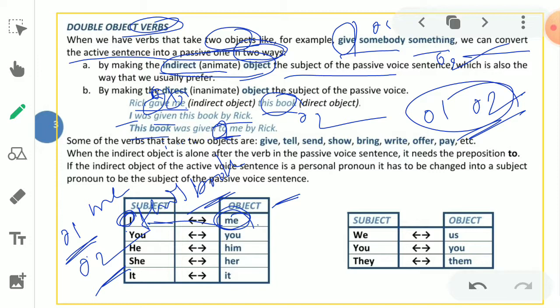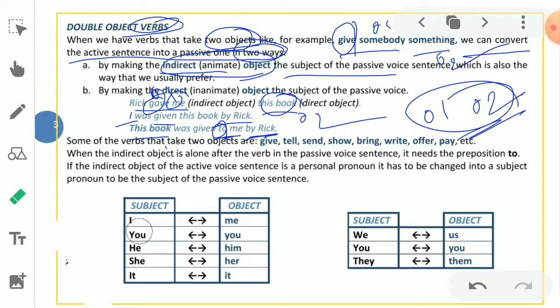Got it? So you will learn why. Me by Rick. So this is the way we have to use two objects in this particular sentence. Keep in mind.